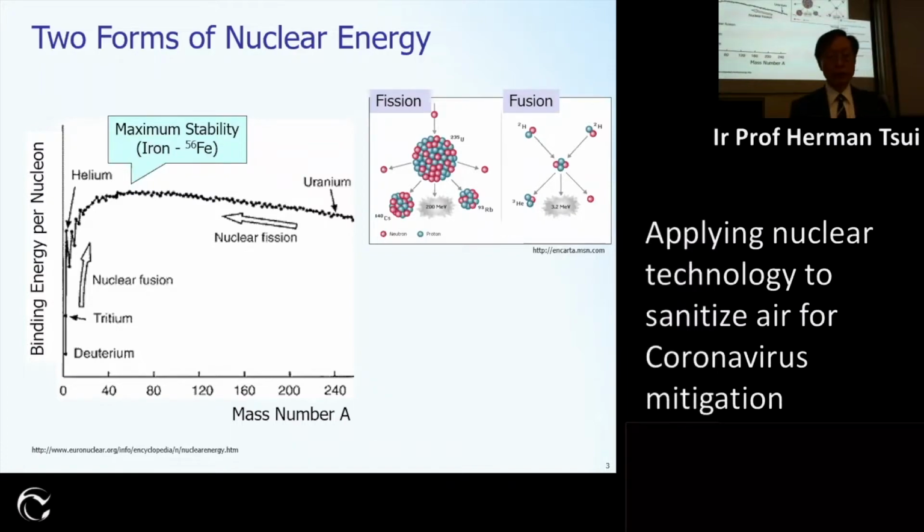Now, if you look at this diagram of the binding energy against the mass, you can see that around the iron element, it has the most stable bonding energy, in the sense that high atomic number atoms, when they split, can release energy and move towards iron. Whereas the light atoms, like deuterium and tritium, when they fuse to form heavier atoms, can release energy in the process, and that is fusion.